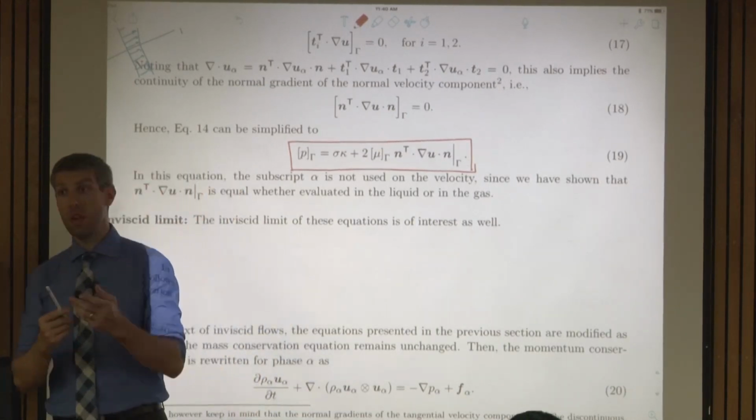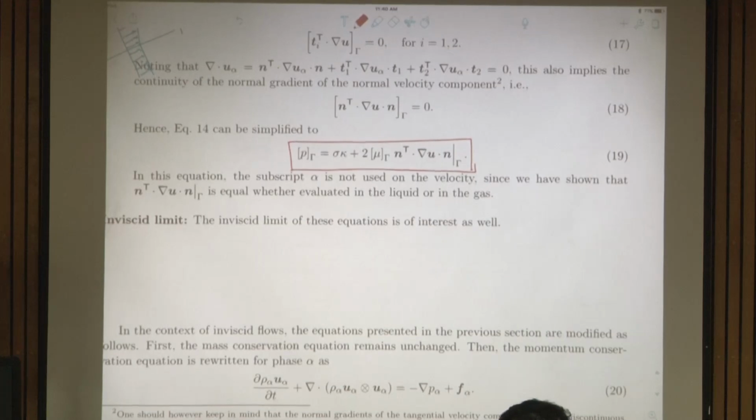By the way, if I tell you that I have a droplet or bubble of radius r and surface tension sigma, what is the pressure difference between the inside and the outside? Okay, now if I have a soap bubble, it has a 2 because there are 2 surfaces. Yes. Okay.